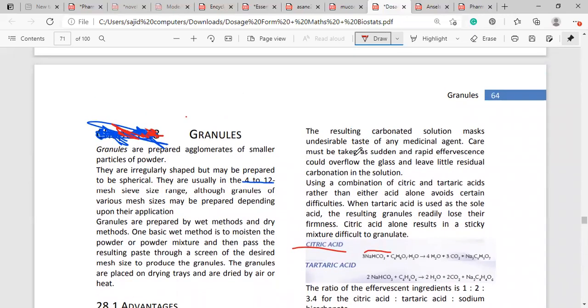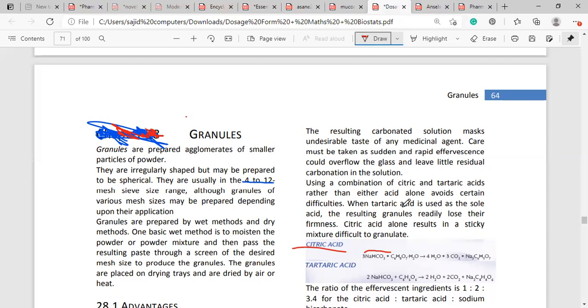The resulting carbonated solution masks undesirable taste of any medicinal agent. Care must be taken as sudden and rapid effervescence could overflow the glass and leave little residual carbonation in the solution. Students, using a combination of citric acid and tartaric acid is better rather than either acid alone, because it avoids certain difficulties when we use these in combination.